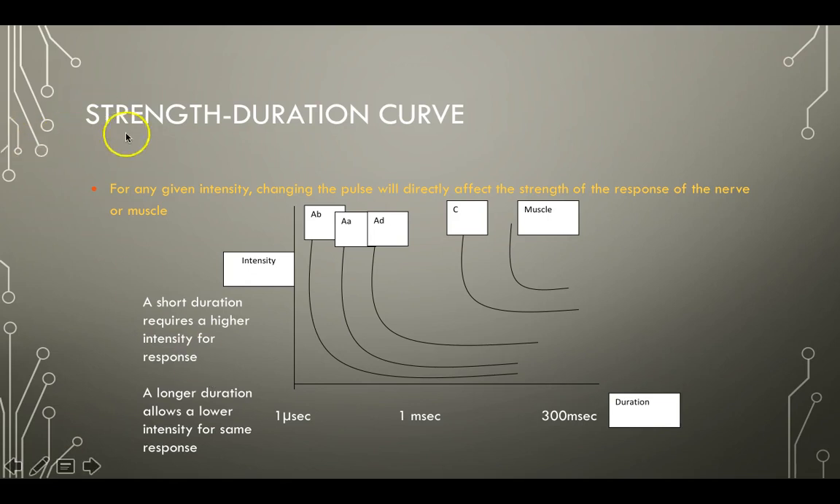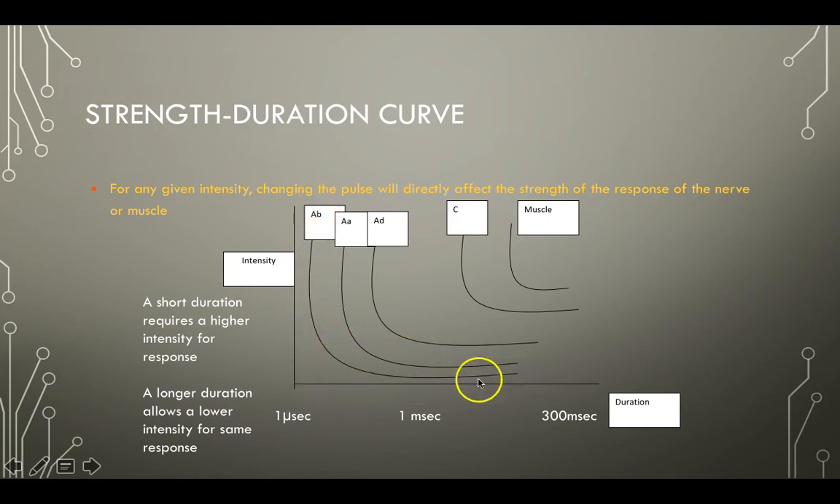What the strength duration curve means is that for any given intensity, so remember that was amplitude, the height of the wave, that's what we're going to control when we turn up the knobs or the buttons on the E-stim and ask them what they feel. For any given intensity, changing the pulse duration, the width of the pulse, you could also talk about phase duration, because in a biphasic waveform the phase is half of the pulse. By changing the pulse or phase duration, it will directly affect the strength of the response in either the nerve or the muscle.